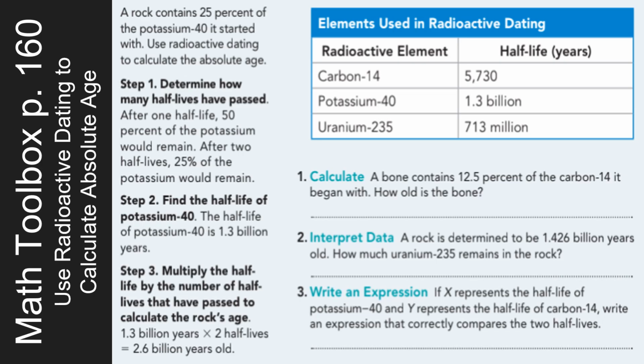So now, doing our own, we have a bone that contains 12.5% of the carbon-14 it began with. How old is the bone? So we start with 100%. At one half-life, it is 50%. At two half-lives, it goes down to 25%. And then at 3 half-lives, we finally get to the 12.5% of carbon-14.